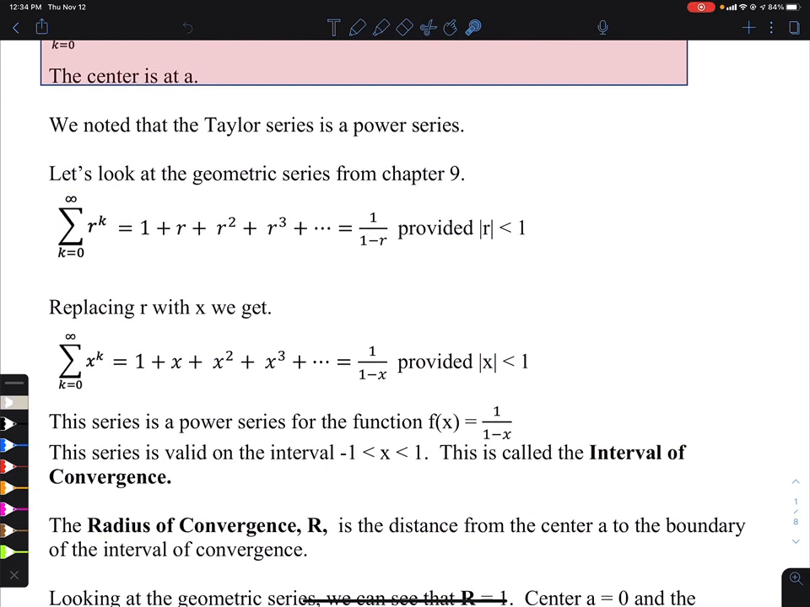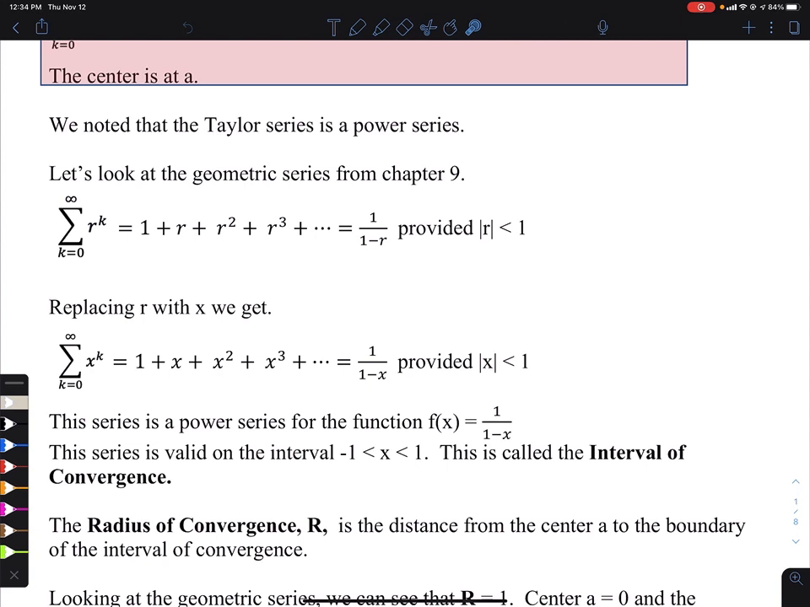Also from chapter 9, we had a geometric series, and we learned the sum of an infinite geometric series of this form, where the first term is 1, is 1 over 1 minus r. It's the first term divided by 1 minus r, but there was a condition. The absolute value of r had to be less than 1.